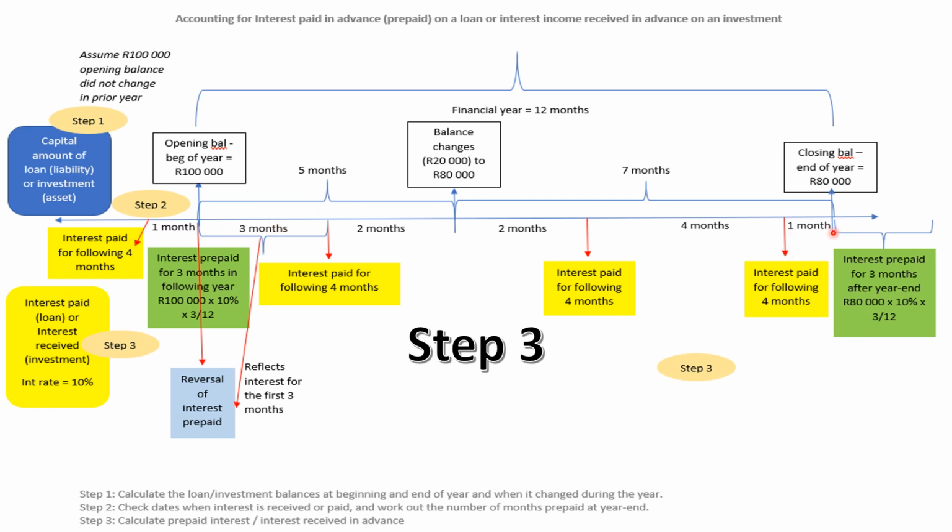Then we go to the end of the year, and we will have interest prepaid again, and that will be interest prepaid for the next year for 3 months. So the interest payment we make here, 1 month relates to this year, but 3 months relates to the next year. So that means we'll be making a payment of which 3 months is going to be prepaid.